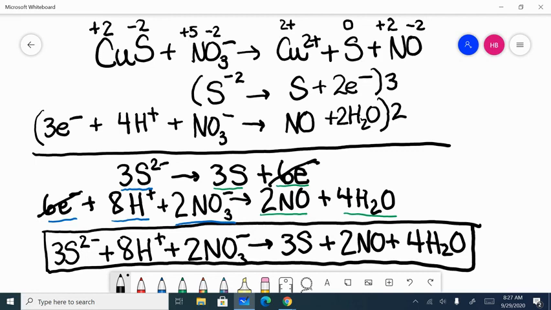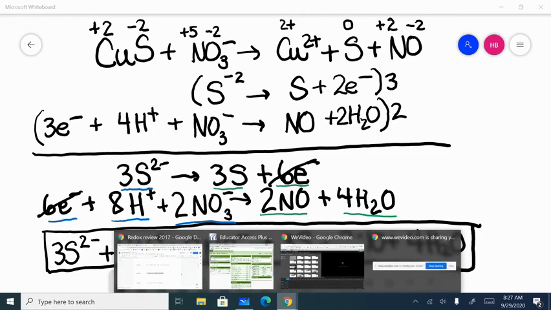Now everybody always says, what about that copper? Well, it didn't take place in the reaction, so I don't have to put it back in if I don't want to. And on the AP exam, they will not expect you to consider spectator ions at all.